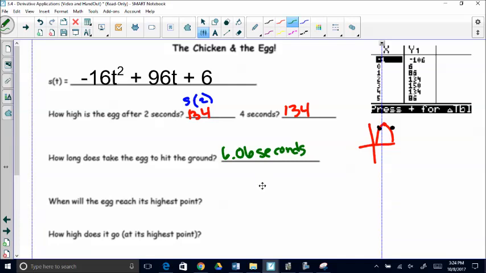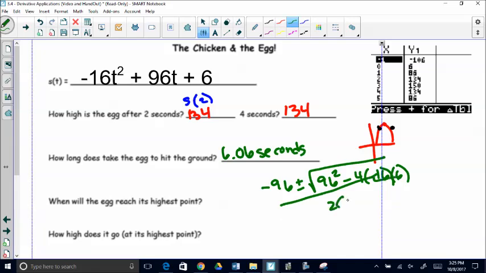If you don't have a calculator, you're going to have to use that good old quadratic formula. And of course that'll be fun. So opposite of b plus or minus the square root of b squared minus 4 times a times c all over 2a. Of course I've made this hard to read now. So when I do the inside of that square root, 96 squared minus 4 times negative 16 times 6, I get 9,600. Wow. So I have negative 96 plus or minus the square root of 9,600 all over negative 32.